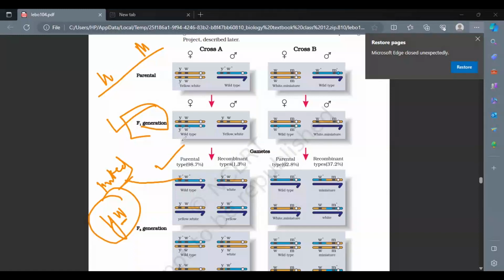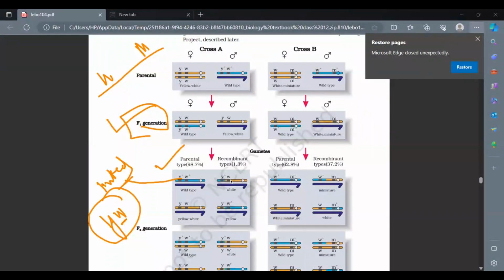What about the second cross, where we are talking about the W and M genes? Look at the distance from W, it is quite huge. W is on one side of the chromosome, M is on the other side. Now the distance has increased between W and M. With the increase in distance, the linkage level goes down, right? Because the linkage level has gone down, recombination has gone up, that is around 37%, and parental combination has gone down, that is around 62%. So this is an important thing.